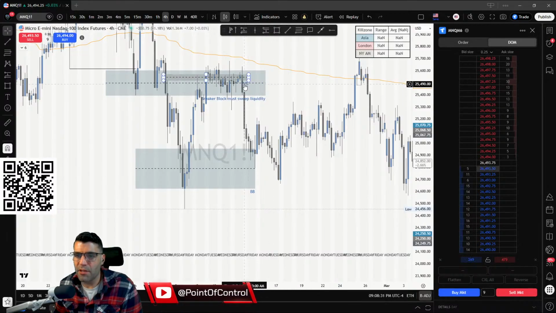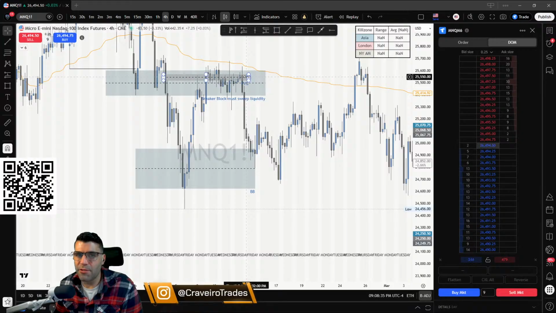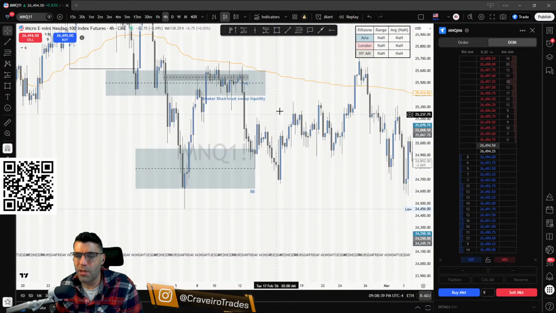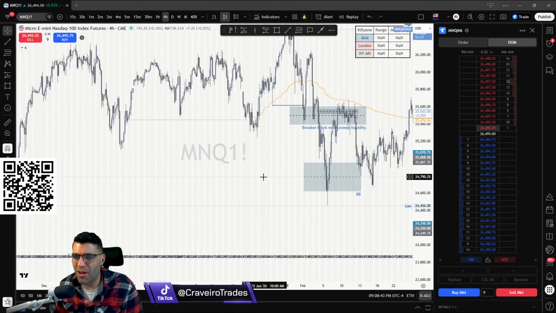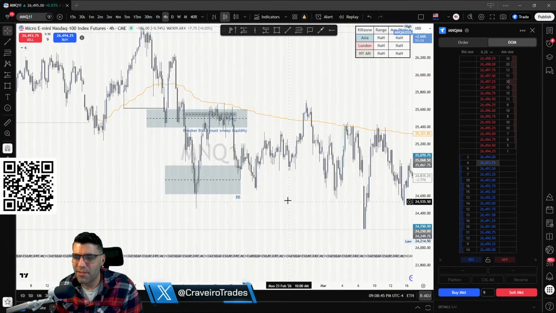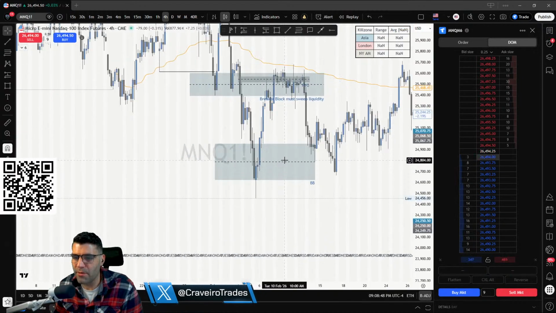I wouldn't have cared. I would have gotten such a fat piece of the pie just off of this one move if my trail stop is right over here and I'm ripping down. That's a 1 to 5R. Yeah, I'm getting ahead of myself. The complicated sessions last night, I'm sorry. So breaker block must sweep liquidity.